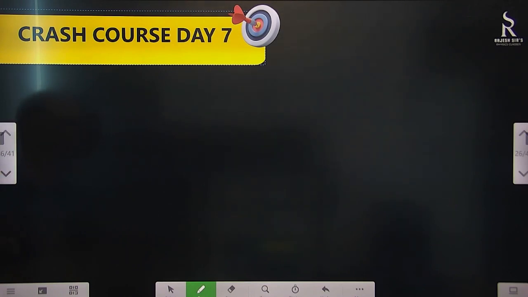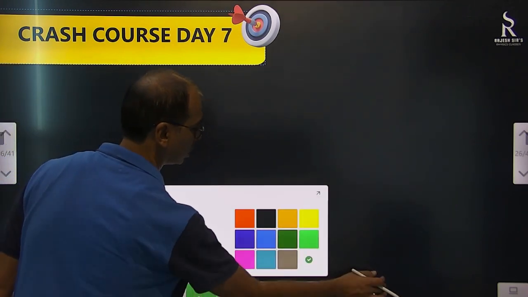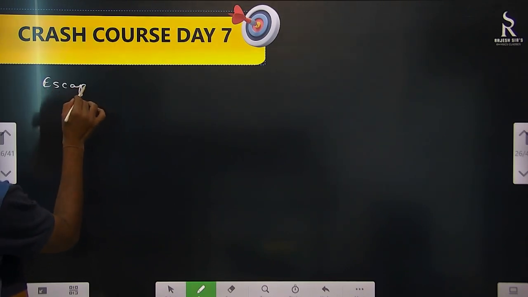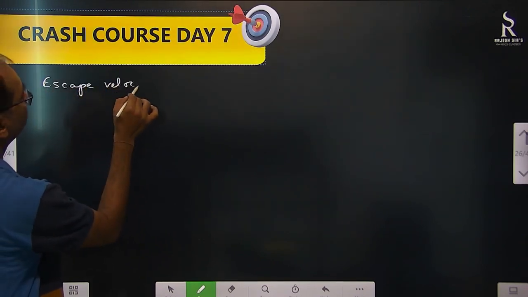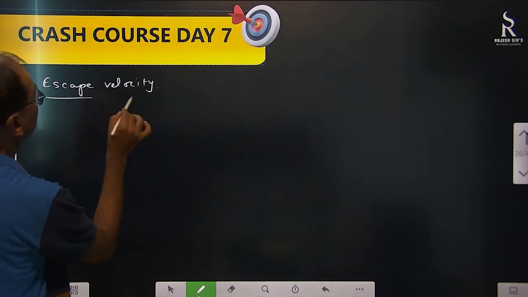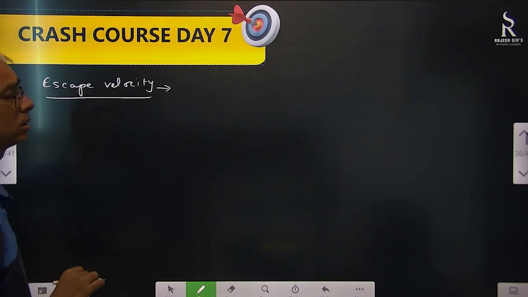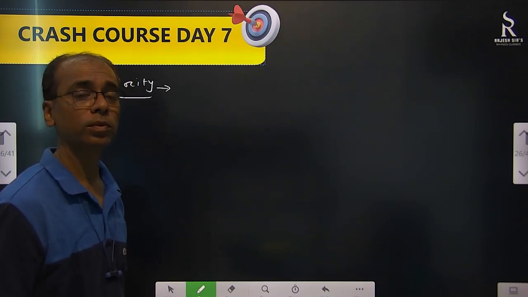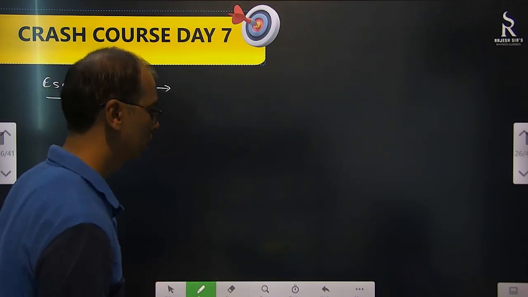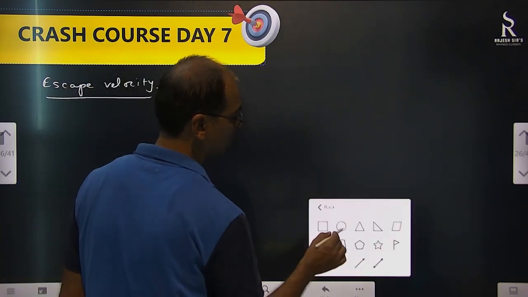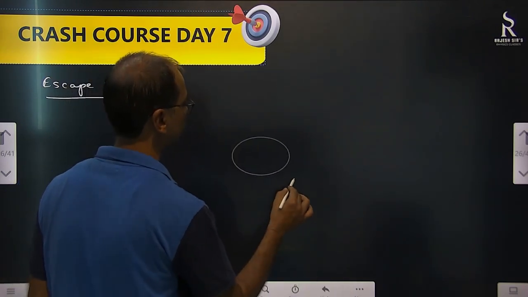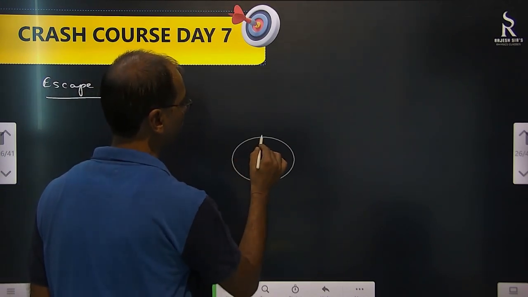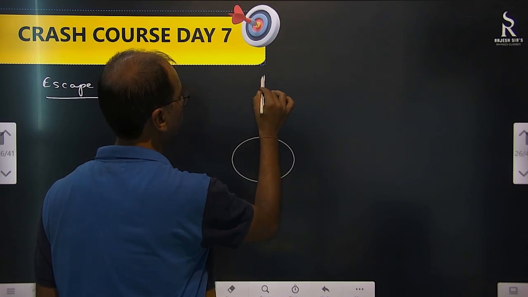Then what more is there? Escape velocity. Escape means what? You want to escape out of the gravitation field of Earth. So first question is, to what distance is the gravitation field of Earth there? To infinite distance. So where do you want to go? To infinity. When you say escape velocity, that means you want to go to infinite distance. This is Earth. We are projecting a particle from here and we are sending it to what? Infinity.